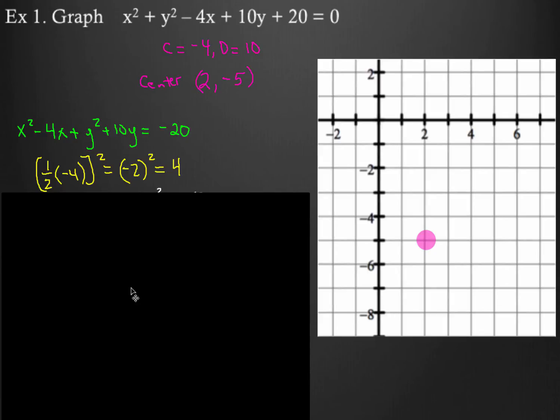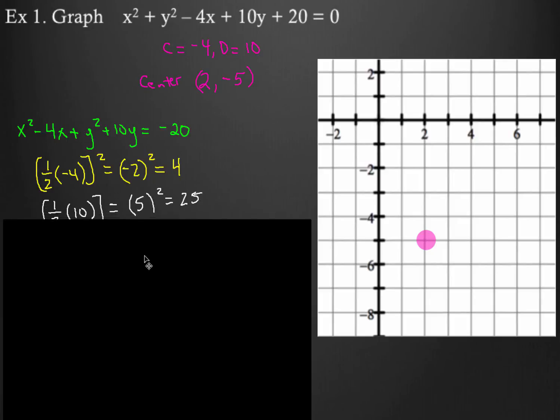Now similarly, we're going to do the same thing for the linear term in the y squared plus 10y part. Now the linear term there is 10. So same idea, we're going to take half of 10, which is just 5. When we take half of 10, we're going to square that. 5 squared is 25.